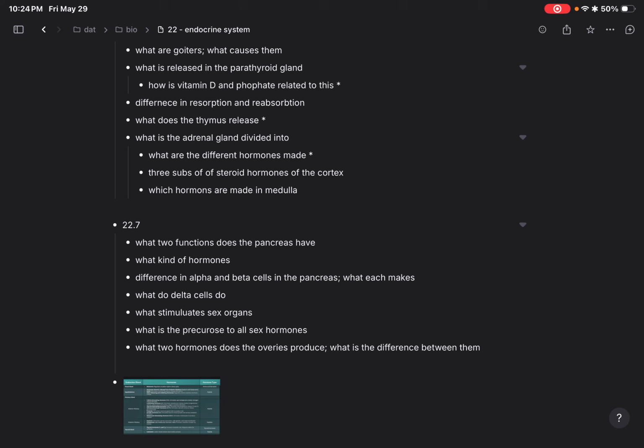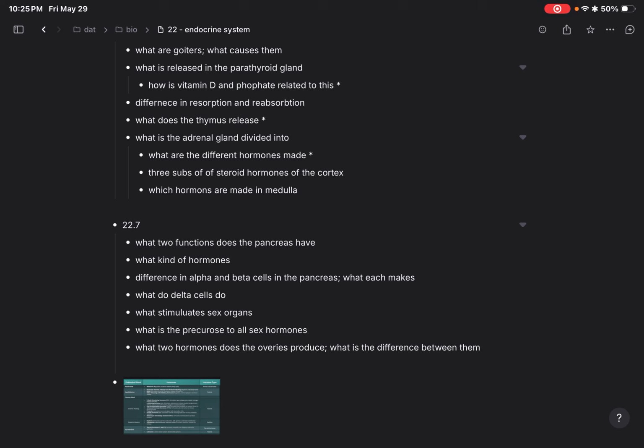So let's backtrack a little bit. We're on the adrenal gland. The adrenal gland is made out of the adrenal cortex and the adrenal medulla. The adrenal cortex makes steroid hormones, meaning that they're able to go through the cell membrane, right? So now, what are the 3 subdivisions of these steroid hormones?